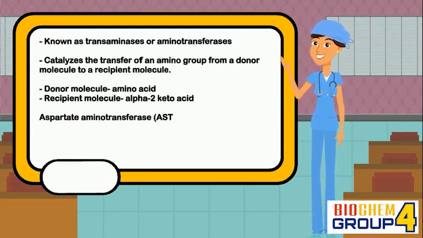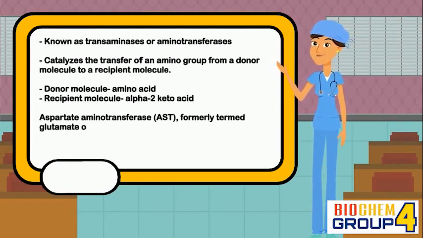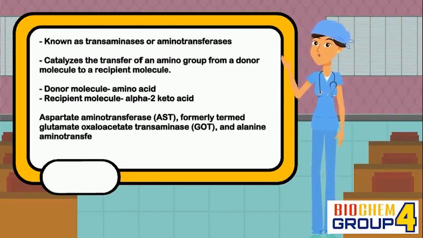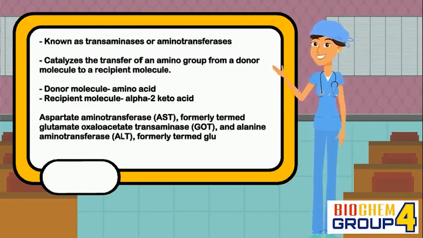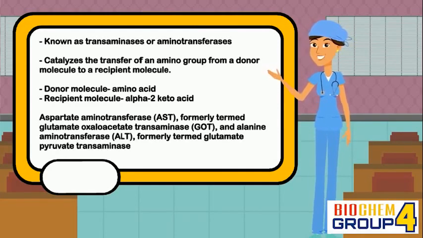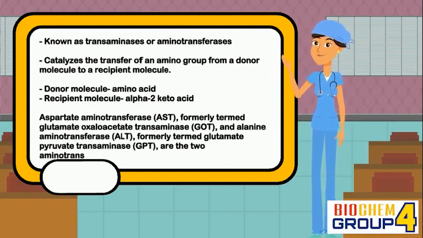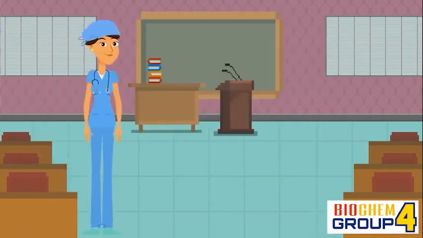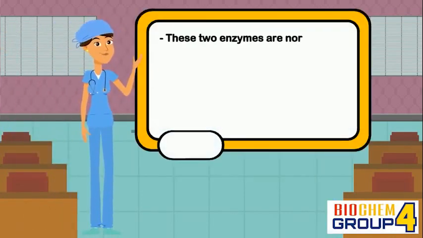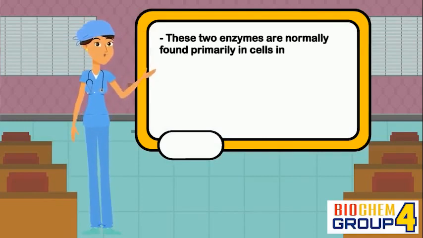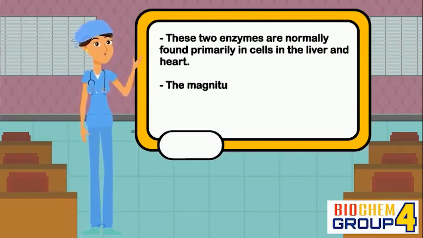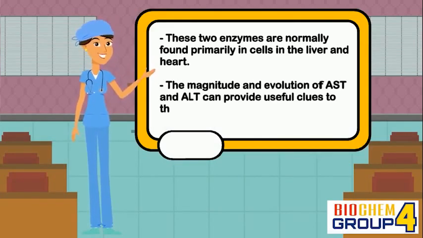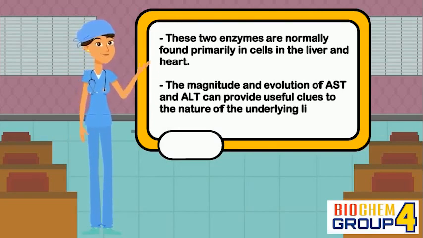Aspartate aminotransferase (AST), formerly termed glutamate oxaloacetate transaminase (GOT), and alanine aminotransferase (ALT), formerly termed glutamate pyruvate transaminase (GPT), are the two aminotransferases of greatest clinical significance. These two enzymes are normally found primarily in cells in the liver and heart. The magnitude and evolution of AST and ALT can provide useful clues to the nature of the underlying liver disease.